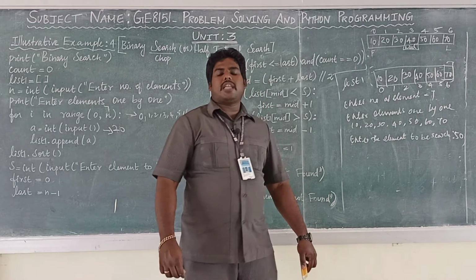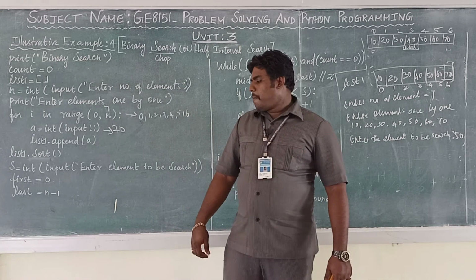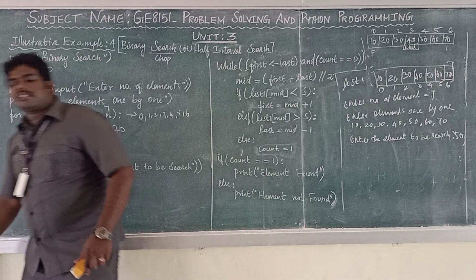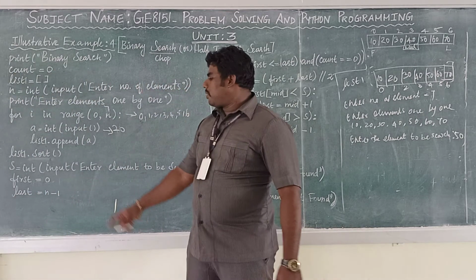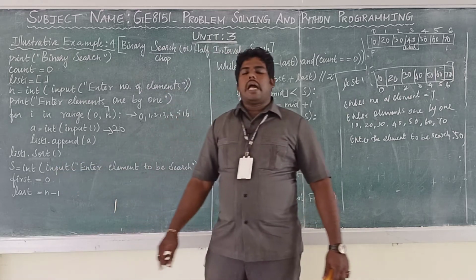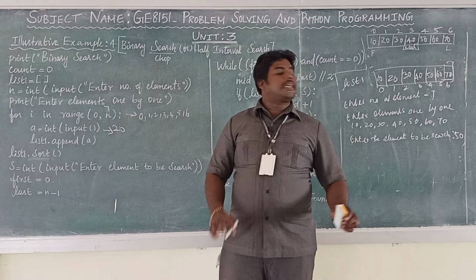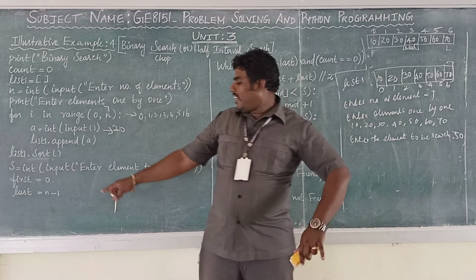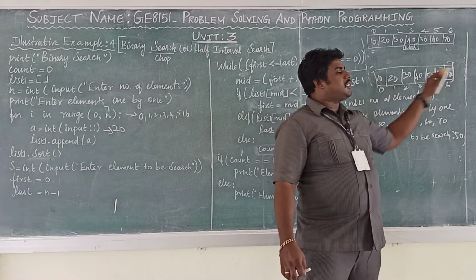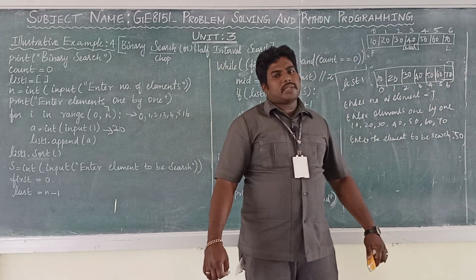Now for solving the binary search, we need the first and last element, right? So I am initializing first equal to 0. I am initializing the first position, this 0 position, as 0. The last equal to number of elements minus 1. Why number of elements minus 1?